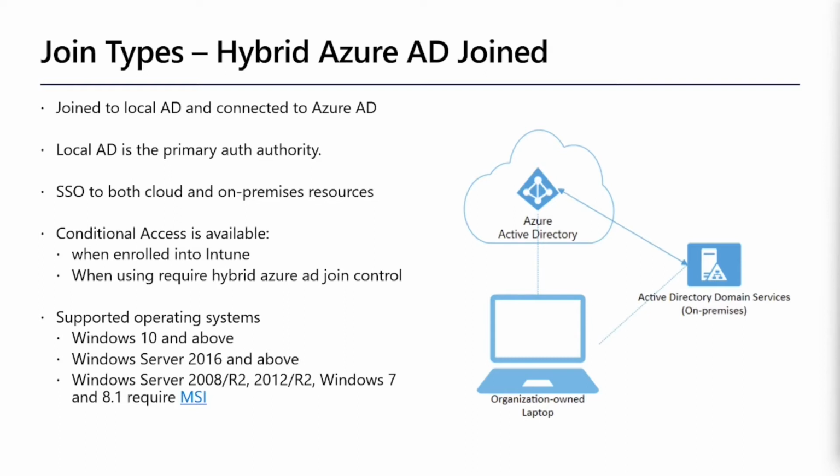In this join type, admins can control the access to cloud services using conditional access policies if the devices are enrolled and compliant to Intune policies, or if they are just fully registered to Azure Active Directory. Supported operating systems are Windows 10 and above, Windows Server 2016 and above, and for down-level devices, Hybrid Azure AD Join is supported for Windows Server 2008, 2008 R2, Windows Server 2012, 2012 R2, and Windows 7 and Windows 8.1 after installing Auto Workplace Join.